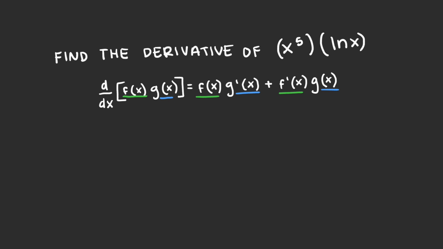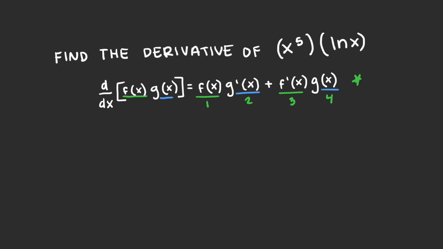Let's use the product rule to find the derivative of x to the 5th power times the natural log of x. And right here, we just have our product rule written down. So let's go ahead and divide this into 4 parts. So here's 1, 2, 3, and 4.